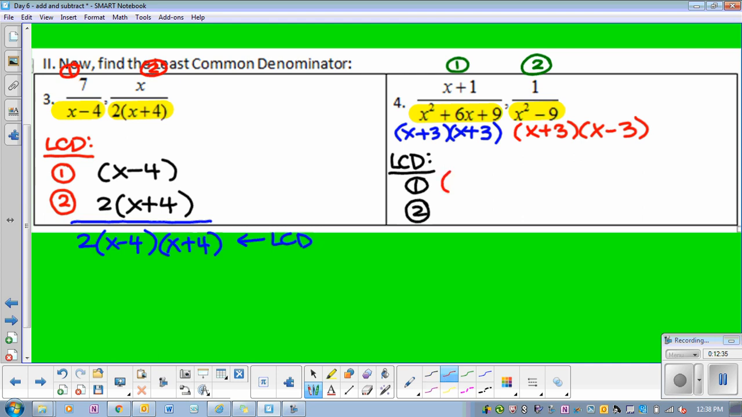In factored form, x plus 3 times x plus 3. And my second one, x plus 3 times x minus 3. Do you agree? Okay. So now I'm going to see what they have in common. Plus 3. x plus 3.